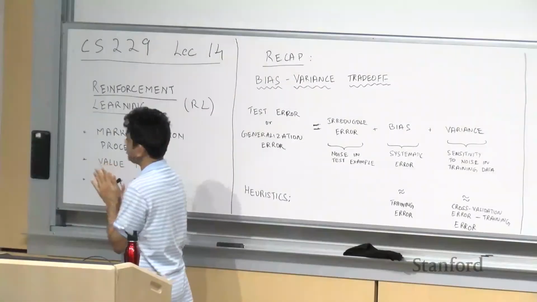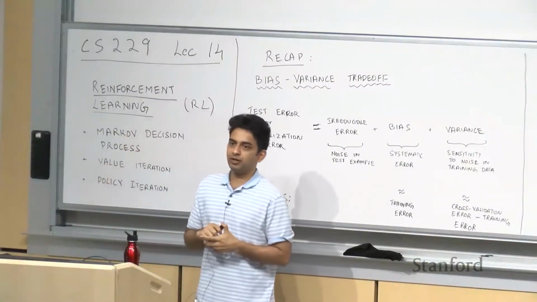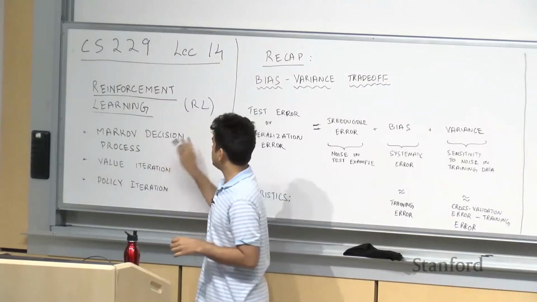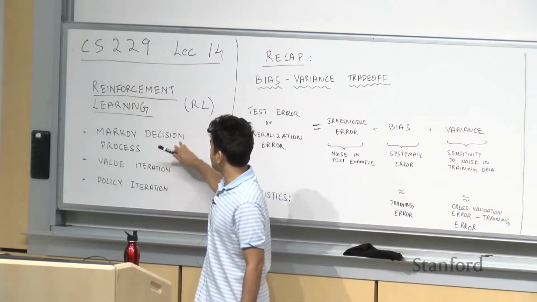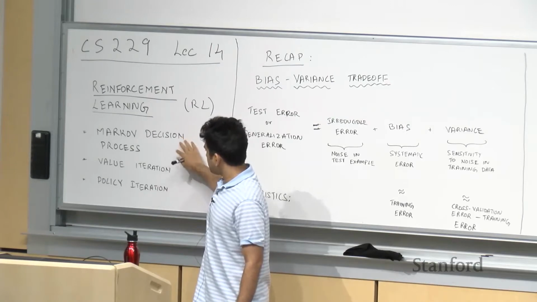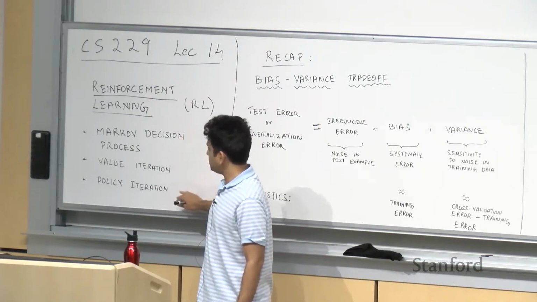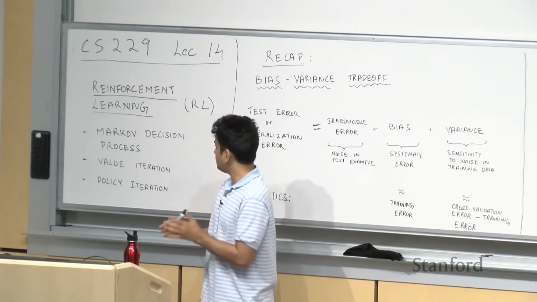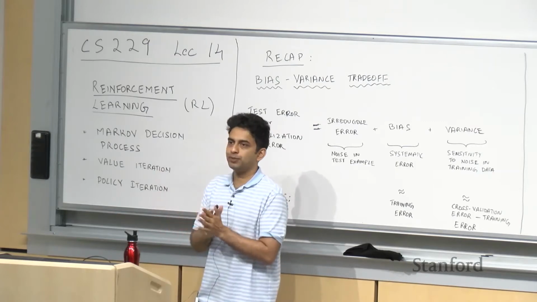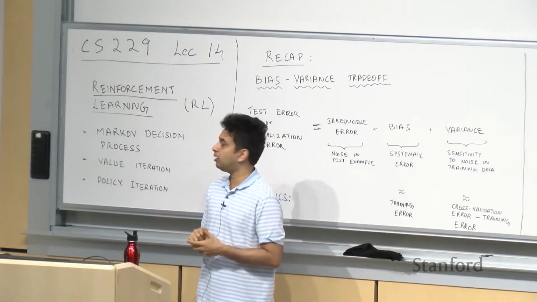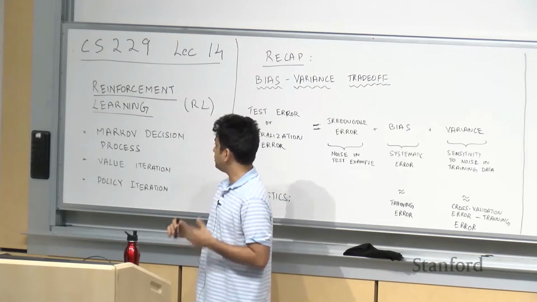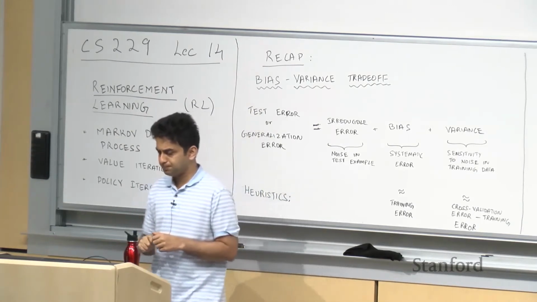Welcome back everyone. So this is CS229 lecture 14. The topic for today, we'll be starting a new chapter, is reinforcement learning, and today we'll be covering Markov decision processes, value iteration and policy iteration, which form probably the core of reinforcement learning. And in Friday's lecture we'll see more complex extensions of this.